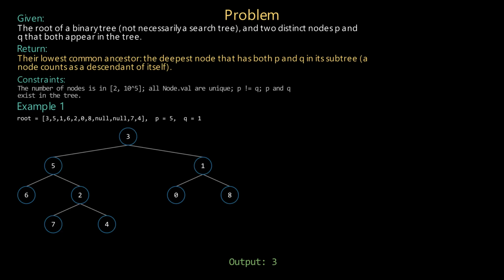Constraints: between 2 and 10 to the 5th nodes, all values are unique, P is not Q, and both nodes exist. Example 1: P is the node with value 5 and Q is the node with value 1. They live in different subtrees under the root 3, 5 is under the left child and 1 under the right, so the lowest common ancestor is 3 itself.